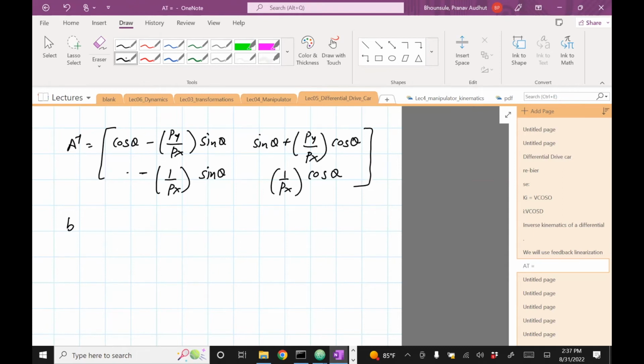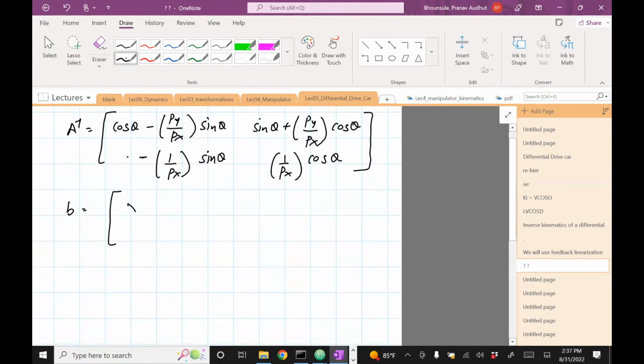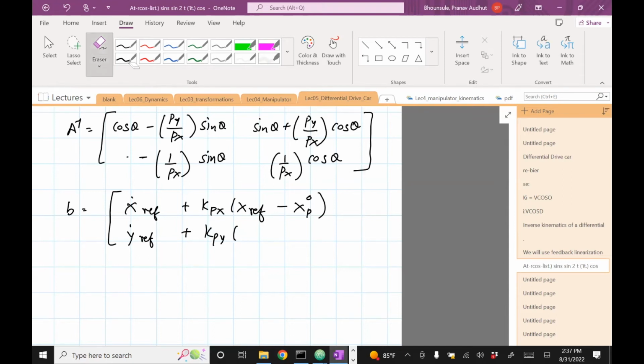And then b, as you know, is x dot ref plus kpx times (x ref minus x p0), and then y dot ref plus kpy times (y ref minus y p0). Okay, so I want you to note a few things here.